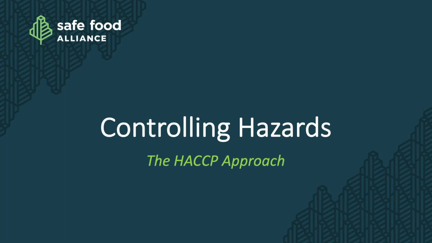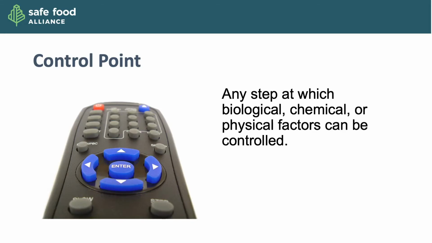So let's talk a little bit about controlling hazards and the HACCP methodology approach. We're going to look at some definitions here. We talked about the definition of a control measure in the previous chapter. Now the definition of a control point is similar, but it is any particular step in which a biological, chemical, or physical factor can be controlled. So this is more pinpointing a specific step. A control measure is quite a bit more broad a definition, which can be prerequisite programs, it can be good manufacturing practices, or something that's applied to the site overall.